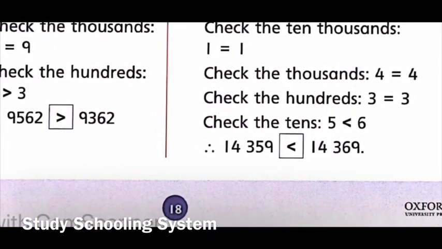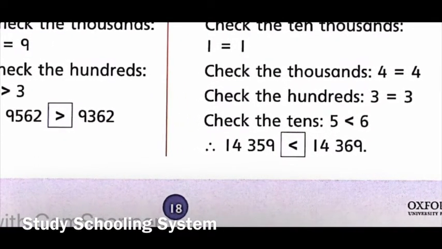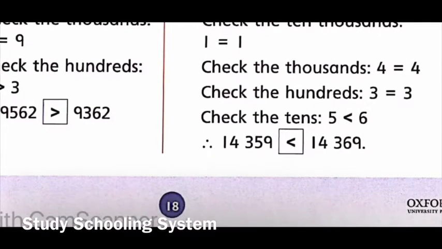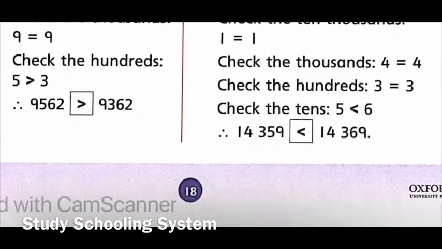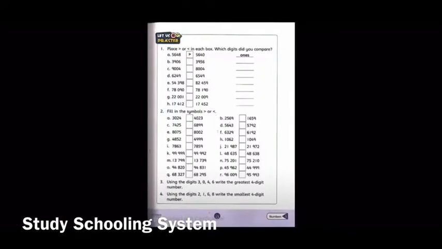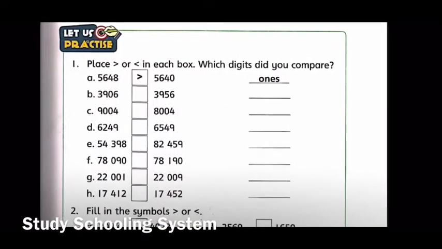Therefore, 14,359 is less than 14,369. Just remember that the mouth will face the greater number. Now let's go to the next page, page number 19, where we have "Let Us Practice."